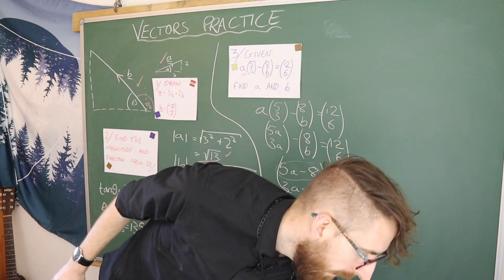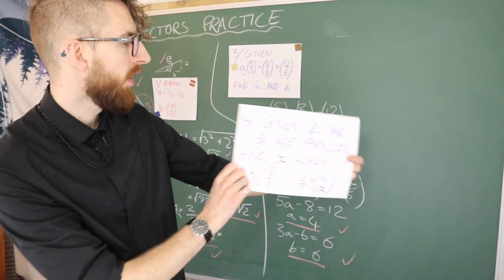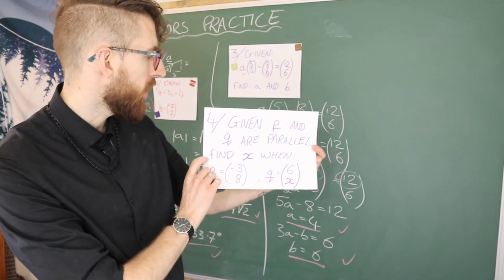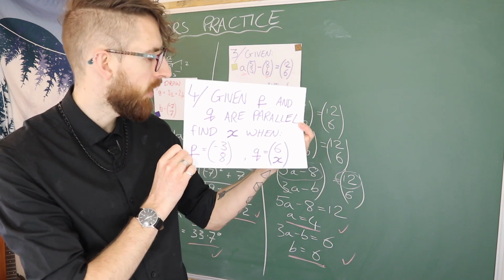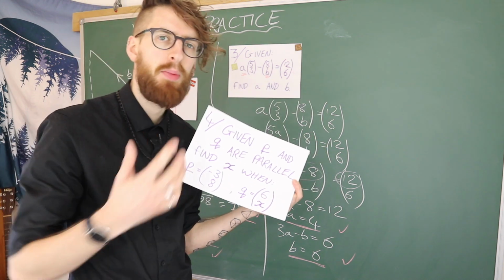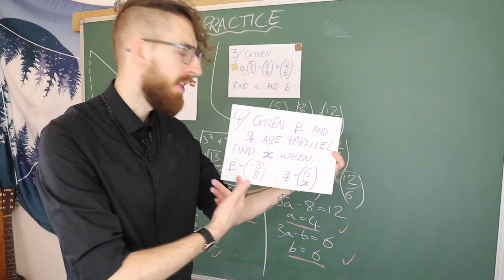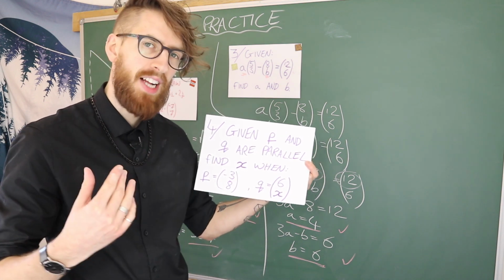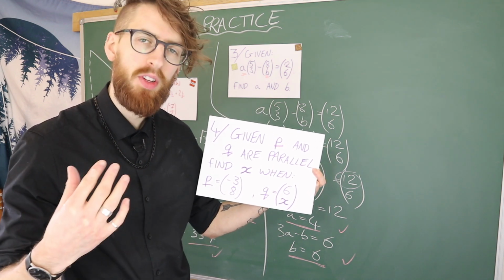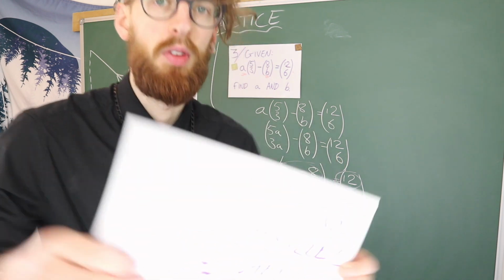Got one more, medium spice. So question 4. Given that P and Q are parallel, find X when P equals that and Q equals that. P and Q are typical kind of letters for vectors, and they're both given as column vectors. So what is it actually testing us here? What does it want us to do? What mathematical skills does it want us to use? Have a think whilst I've got this on.